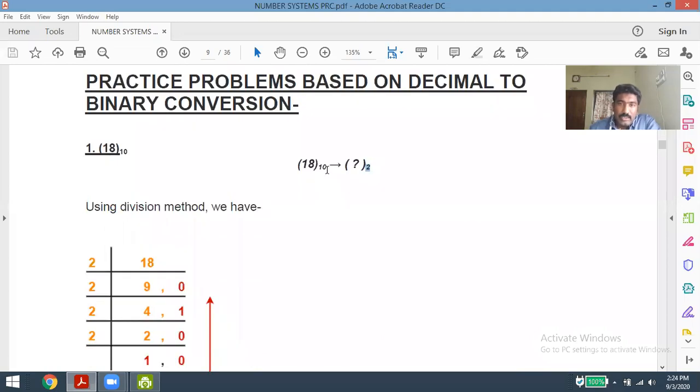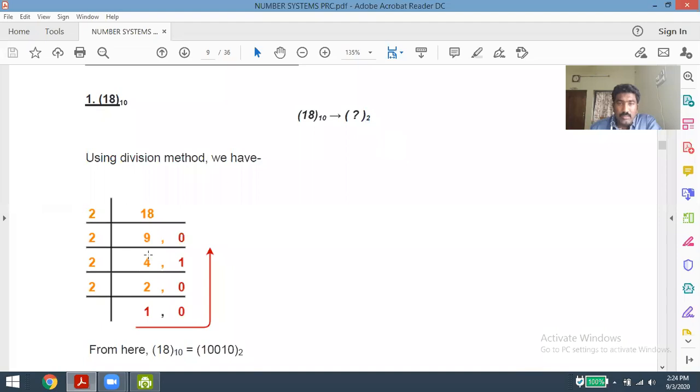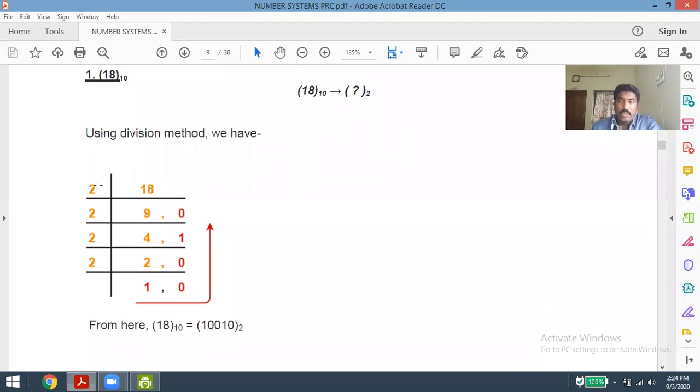We have base 10 and want to convert it to base 2, so go for the division. 18 divided by 2: 2 nines are 18, remainder 0. Next, 2 fours are 8, remainder 1. 2 twos are 4, remainder 0. 2 ones are 2, remainder 0. Now for writing the answer, we go from bottom to top, just like MSB to LSB. 1 0 0 1 0, that is 10010 base 2.